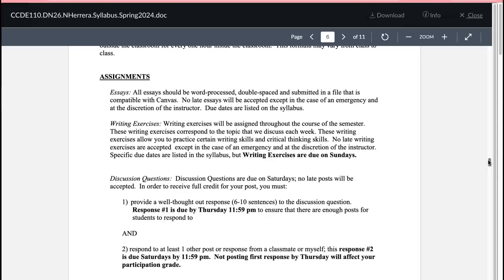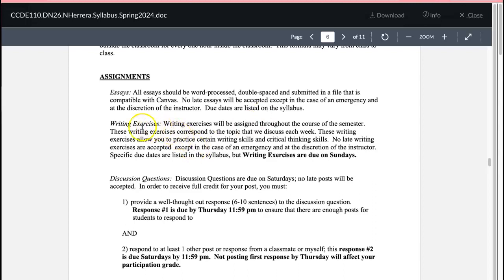And we also have readings related to the essay so that you can see how other narratives are written, or how other types of those essays are written. So definitely it's important to read the instructions for the essays. Essays are typically due on Sundays.